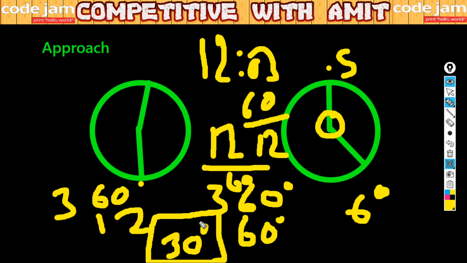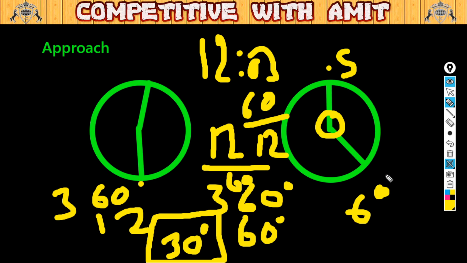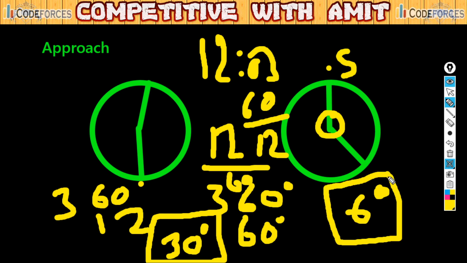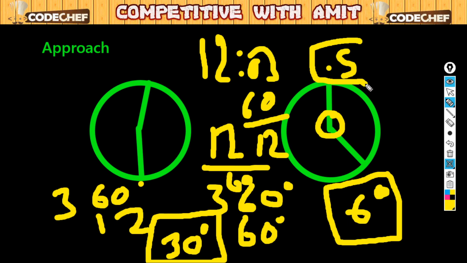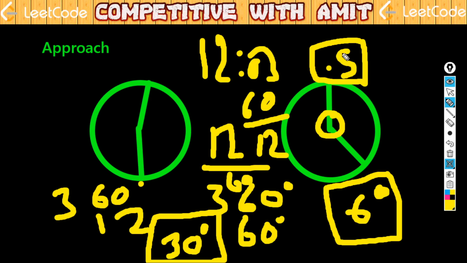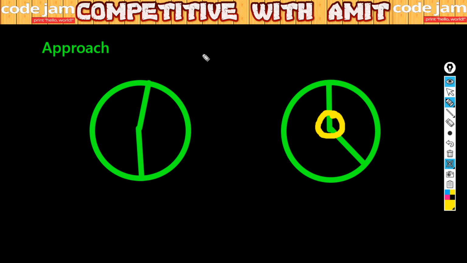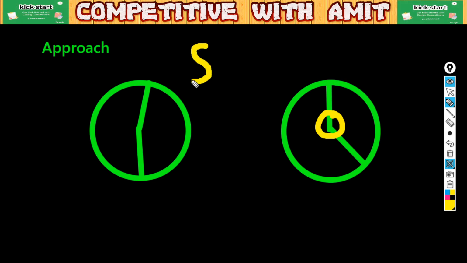So now we have three values. 30 represents the hour angle: when 1 hour is complete, this much angle is formed. Second, for minutes, 1 minute is equal to 6 degrees. And the third is the hour hand's movement according to the minutes. So now we will find the minute hand angle and subtract the value from it, and then finally subtract the value from the hours. Now for solving we will take the example of 5:30.